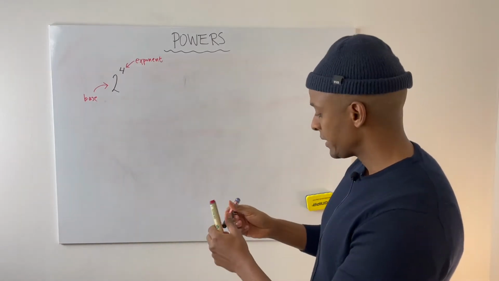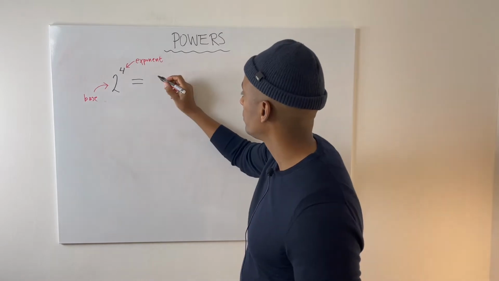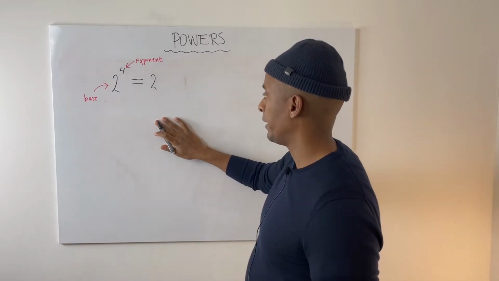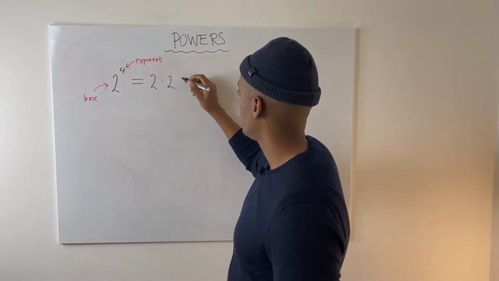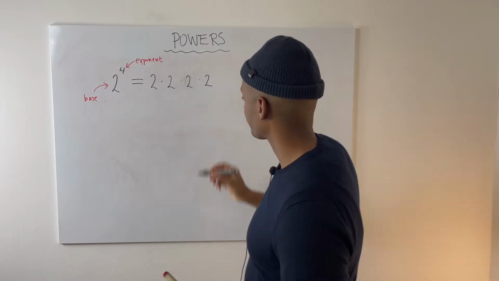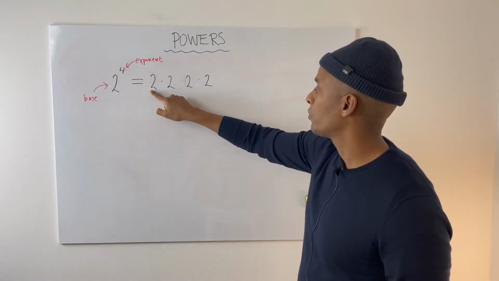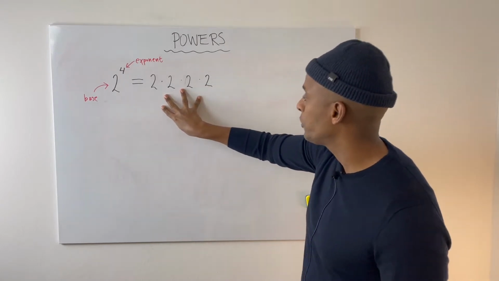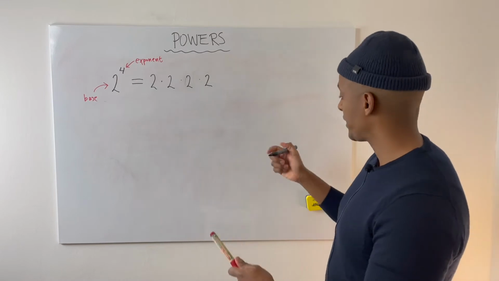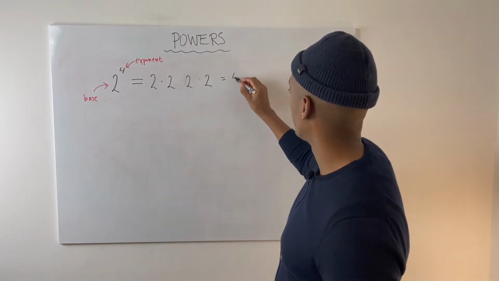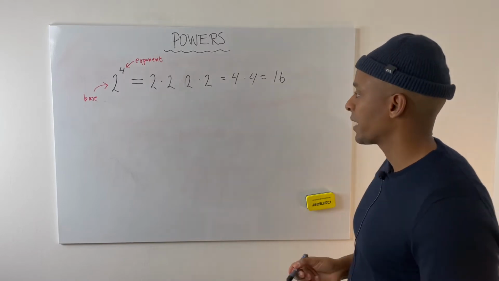Okay, and what it means is, this is what it means. It means we're going to take the base 2 and we're going to multiply it with itself 4 times. So it's 2 times 2 times 2 times 2. So we took the base, the number 2, and multiplied it with itself 4 times. 1, 2, 3, 4 times. And why do we do it 4 times? It's because the exponent is 4. And we can see that 2 times 2 is 4, and 2 times 2 is 4. So it's 4 times 4, which is equal to 16 in this case.